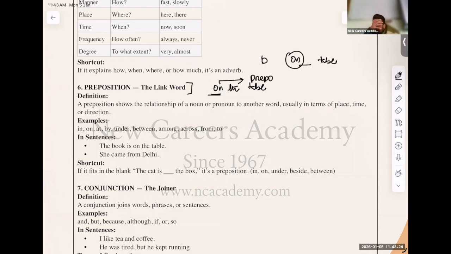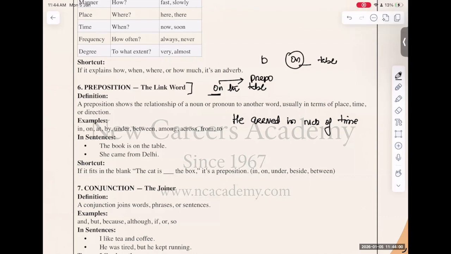It generally shows a relationship between a pronoun or any other word. Usually a place, time, or this. Is it clear or not? Like say for example, he arrived in nick of time. Now tell me the preposition in this. He arrived, I'm just asking. I'll give you examples for the same. In nick of time. What is the preposition in this?